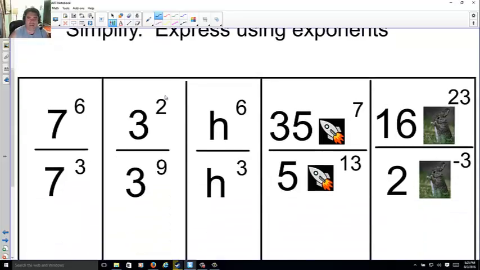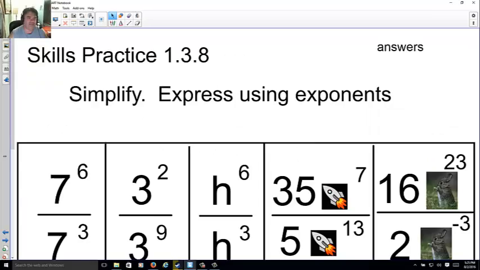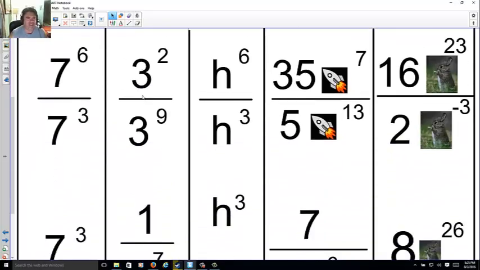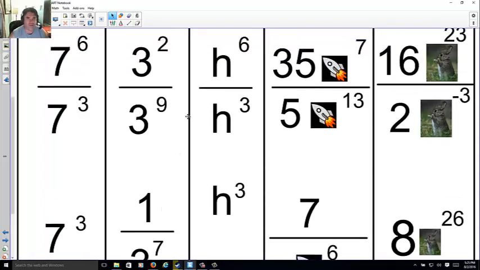So skills practice. Try these here, these 4. Everything from regular numbers to H to rocket ships to cute little bunnies. Go ahead and try. Well, the way I see it, you got 7 to the third. Bottom wins by 7. That's why it's 1 over 3 to the 7th. Third one, H to the third, top wins.